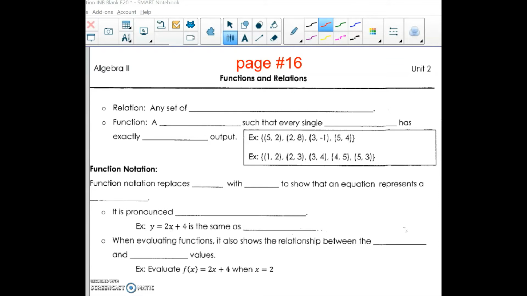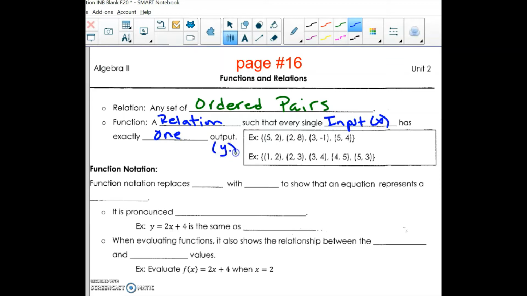So we're going to start by just talking about a general relation. A general relation is any set of ordered pairs. It does not have to have any specific relationship to it at all. A function is a relation, in other words, a set of ordered pairs, such that every single input, which we'll call an x value, has exactly one output, which we'll call a y value.